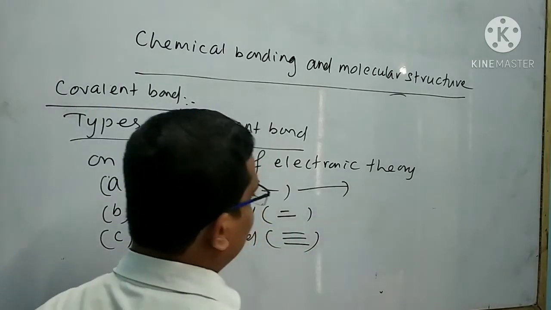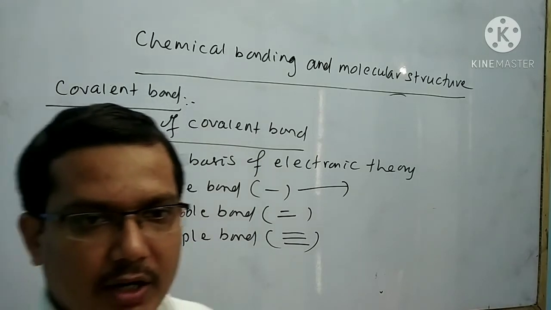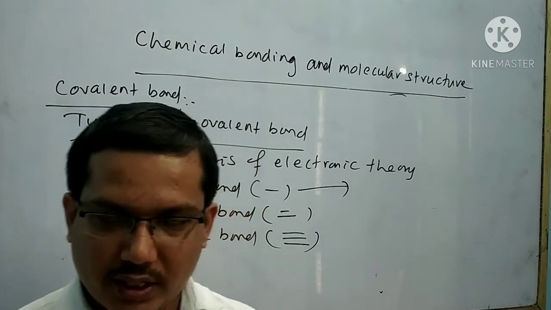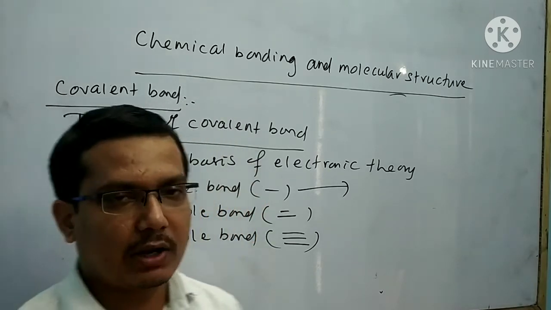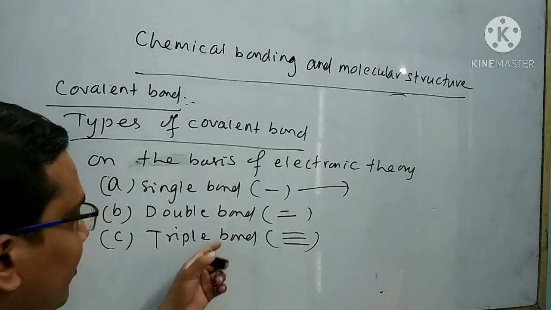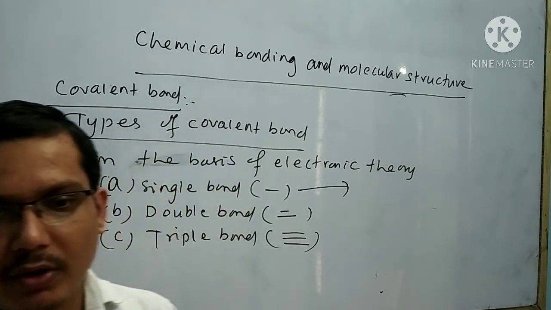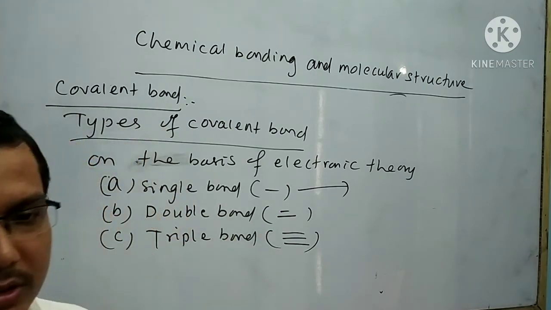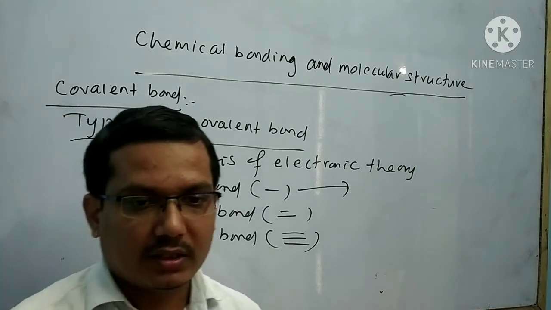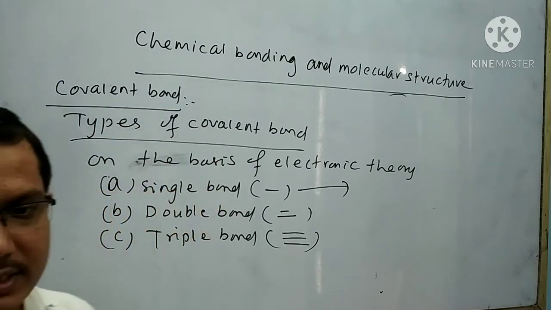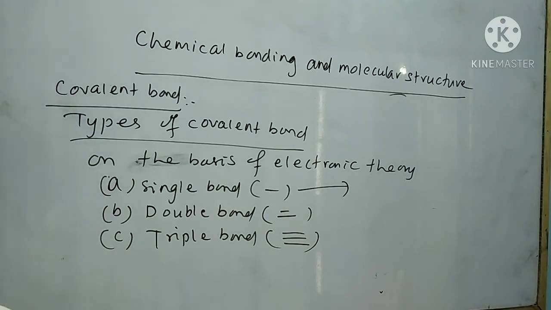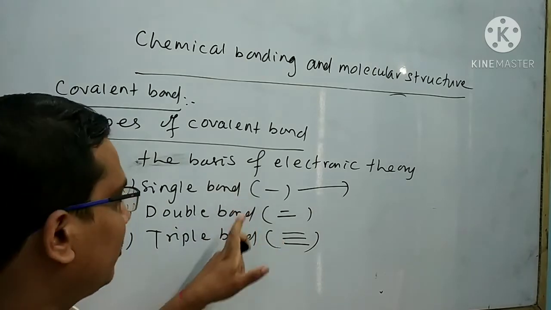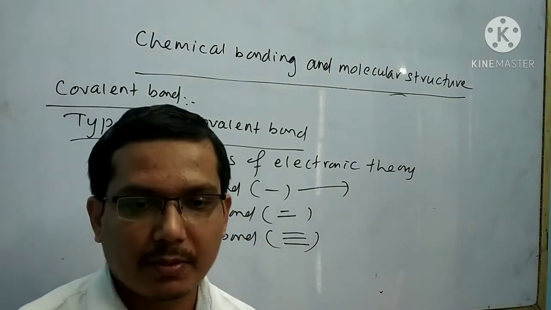Single bond is formed when the constituent atoms share one electron pair. Then such type of covalent bond is called single bond. Similarly, the covalent bond which is formed by sharing of two pairs of electrons is called double bond. Similarly, the covalent bond which is formed by sharing of three pairs of electrons is called triple bond. One electron pair makes a single bond, two make a double bond, three make a triple bond.